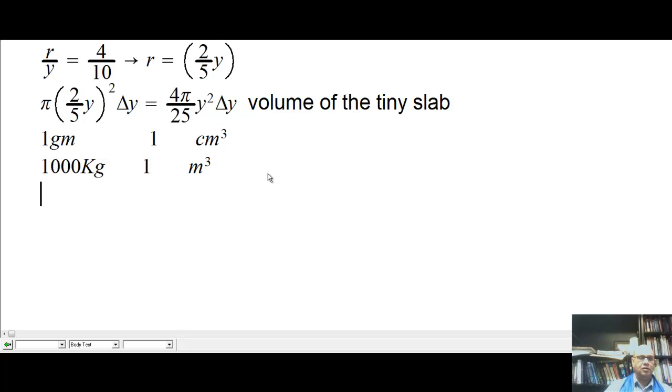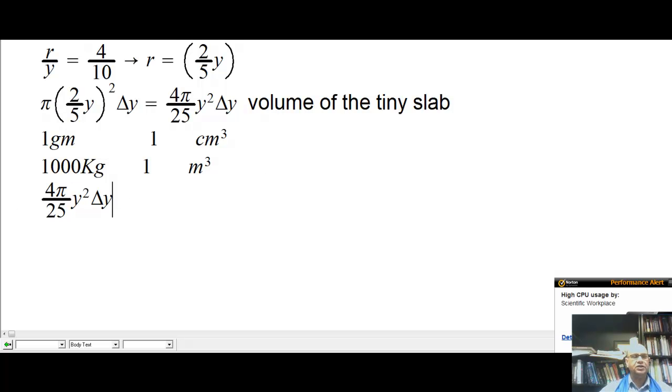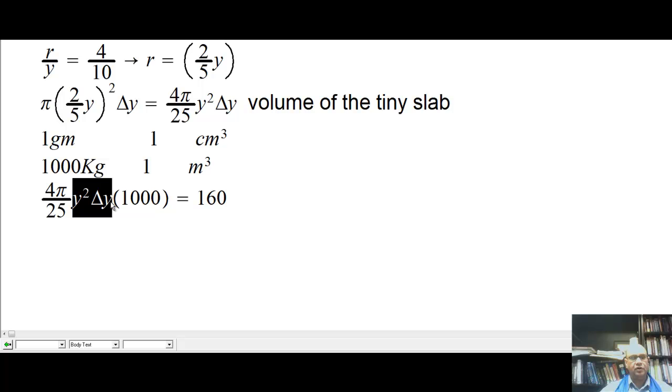So what happens is that the weight of all this is how much? This quantity multiplied by 1,000, right? Makes sense? And 25 times how much is 1,000? 40. 25 times 40, and 40 times 4 will be 160, right? So how much weight do we have that we have to pull? Okay, 160 y square delta y, right? Very good. Okay, so here we go.